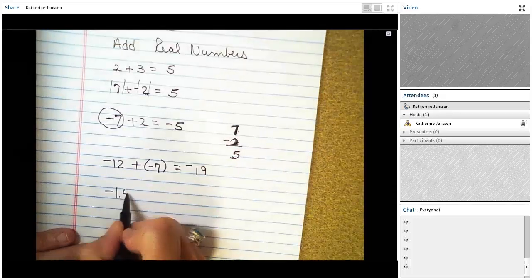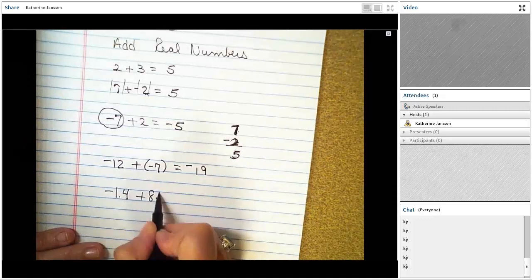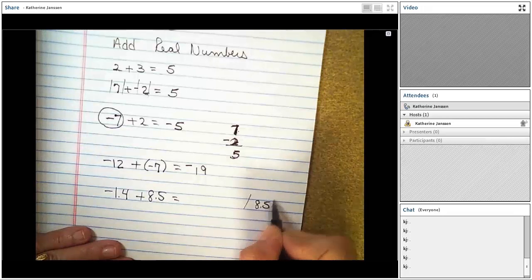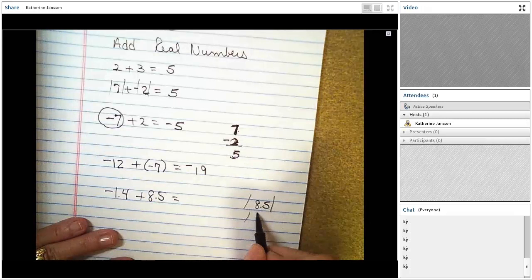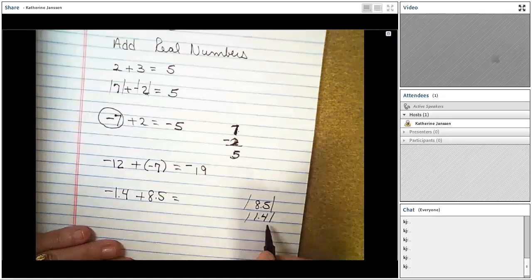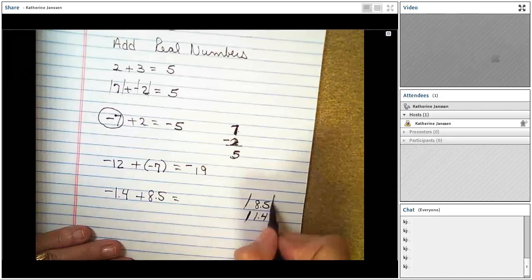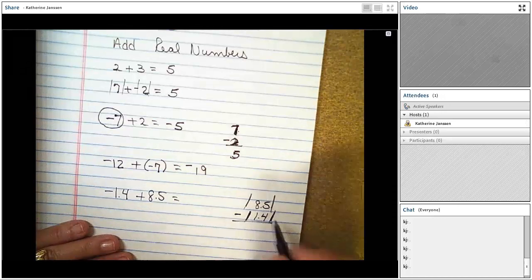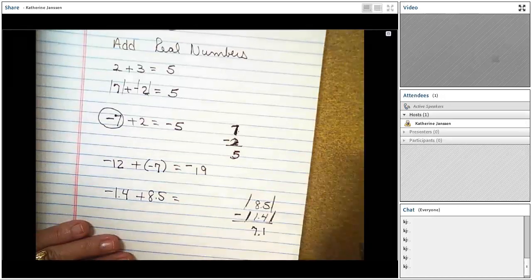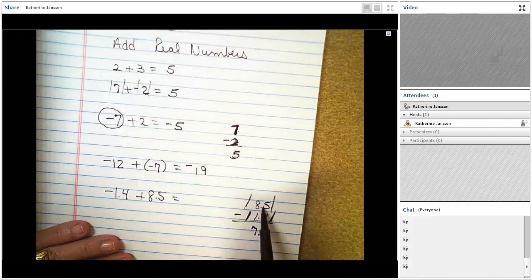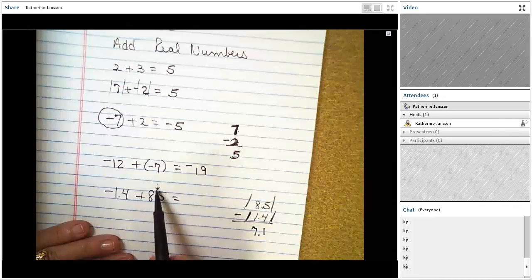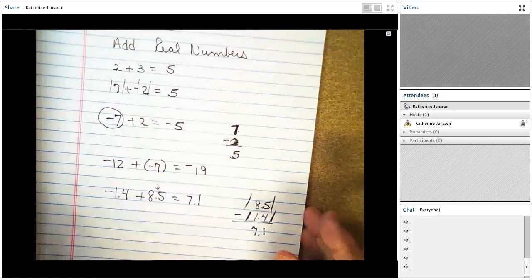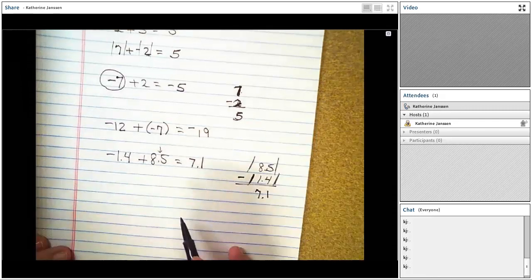A negative 1.4 plus 8.5. Well, then our directions say to take the absolute value of each number, now the numbers are positive, and subtract the smaller absolute value from the larger absolute value. So I'm going to get 7.1. And I'm going to keep the sign of the absolute value that's larger. Well, 8.5 is larger than the absolute value of 1.4, so this is going to be a positive answer. So please practice your directions for adding signed numbers.